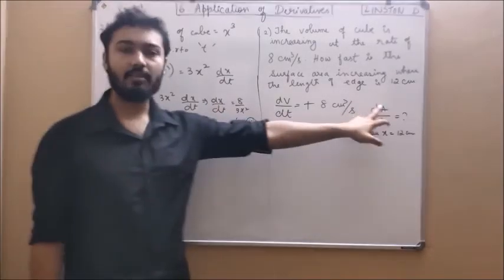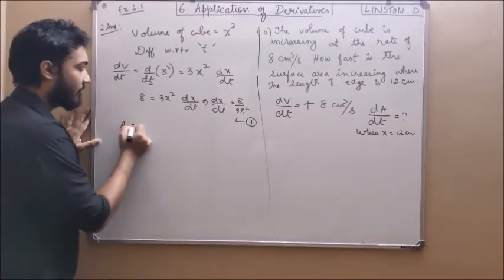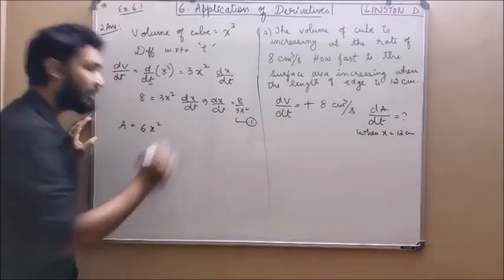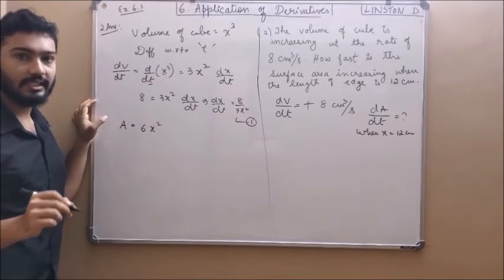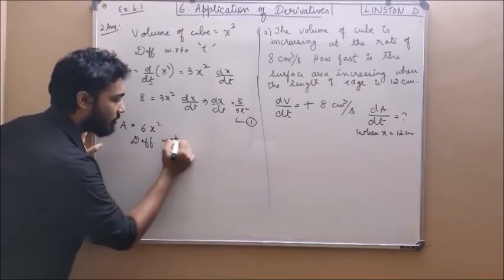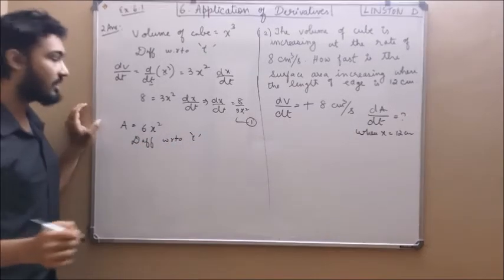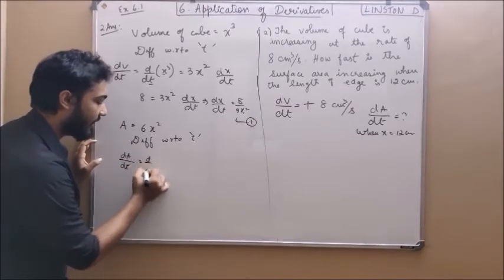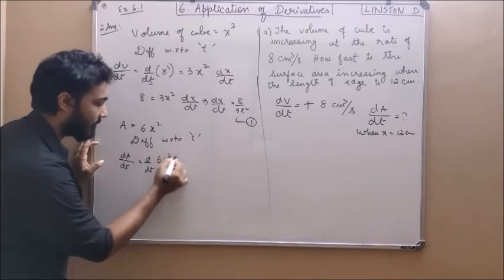Now we have to find dA by dt. What is dA by dt? First we have to find the area. What is area of a cube? The surface area of cube is nothing but 6x square. Now differentiate with respect to t. T is nothing but the time. So it is dA by dt, it is nothing but d by dt of 6x square.